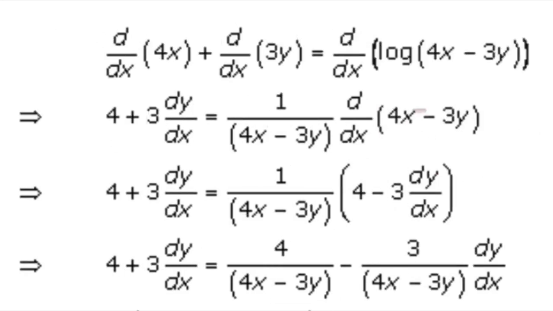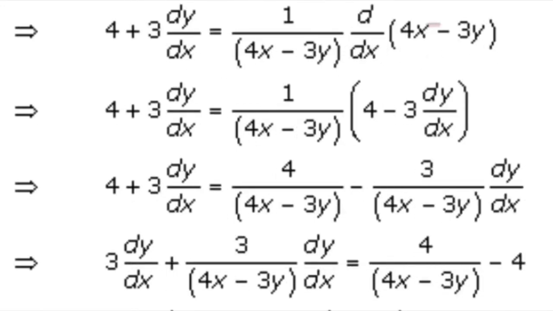Now we are going to simplify. So in the left hand side we don't have any simplification, but in the right hand side we have to multiply 1 upon 4x minus 3y in the entire bracket. So we'll get 4 plus 3 into dy upon dx equals 4 upon 4x minus 3y minus 3 upon 4x minus 3y into dy upon dx.